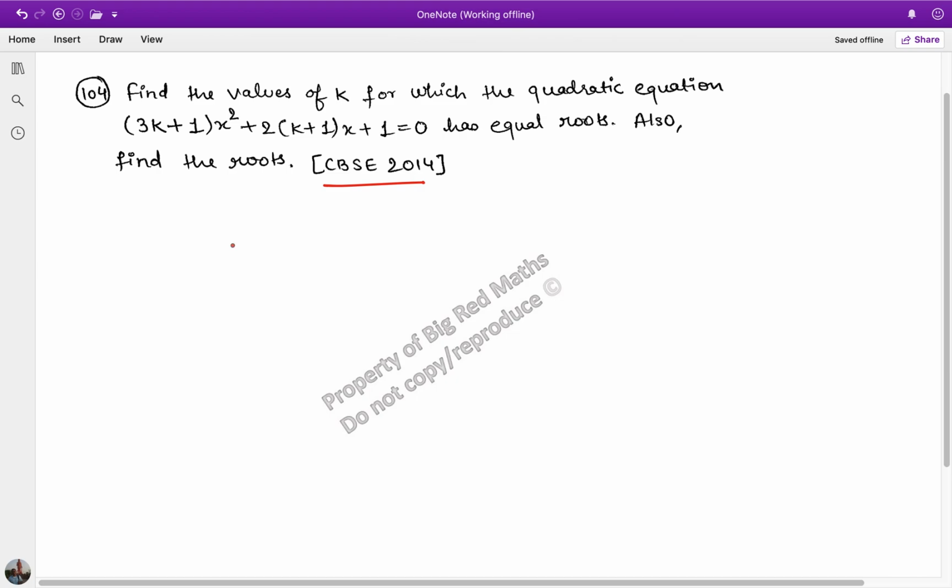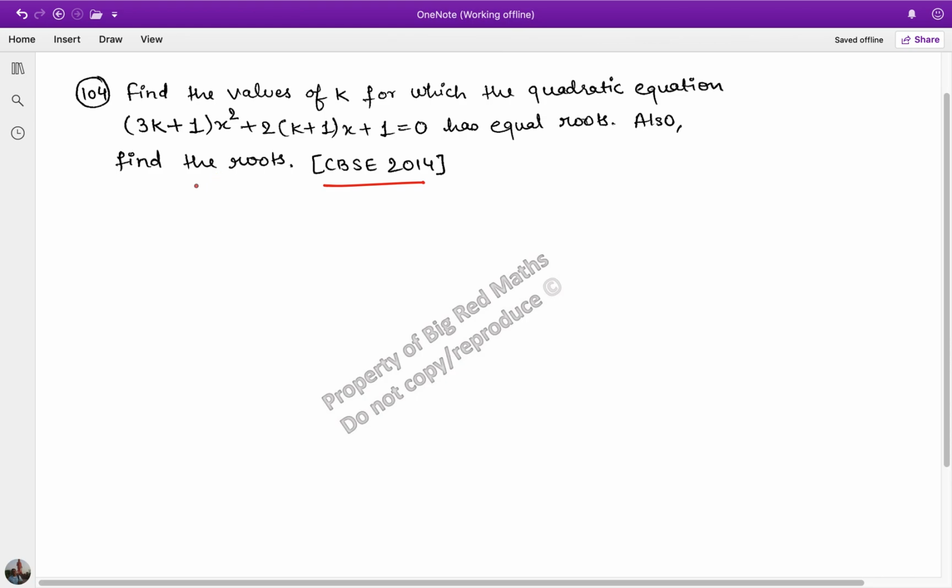Now let's start solving this one. The question says: find the value of k for which the quadratic equation (3k + 1)x² + 2(k + 1)x + 1 has equal roots. Also find the roots. Okay, it also wants us to find the roots.